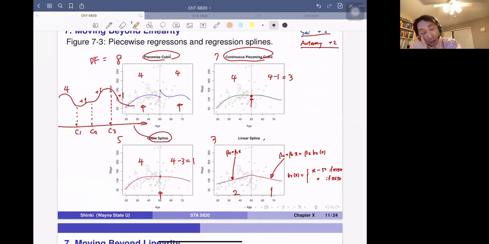So the cubic spline doesn't have too many parameters. If we have just a piecewise cubic function and 3 knot points, then we have 4 plus 4 plus 4 plus 4, so we have 16 parameters, but the cubic spline only has 4, 1, 1, 1, so it's only 7 parameters.